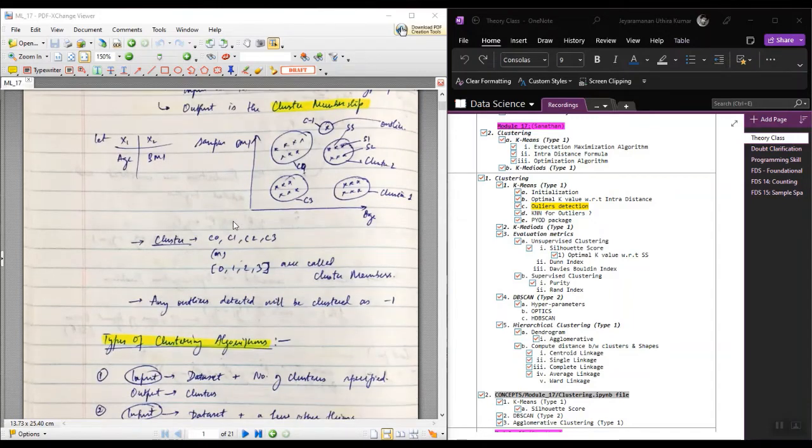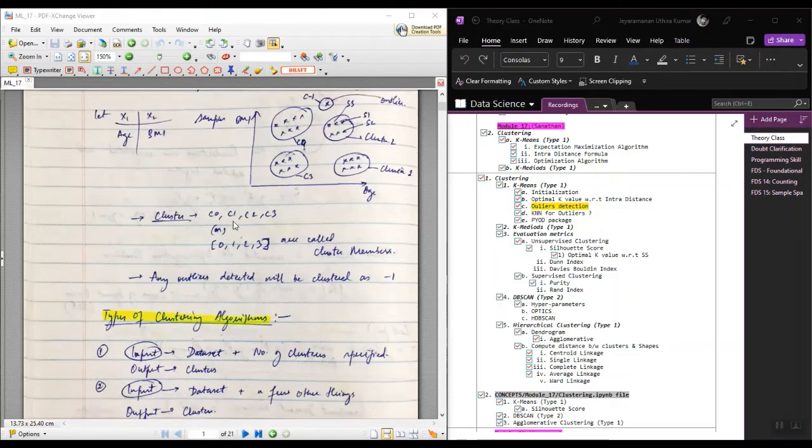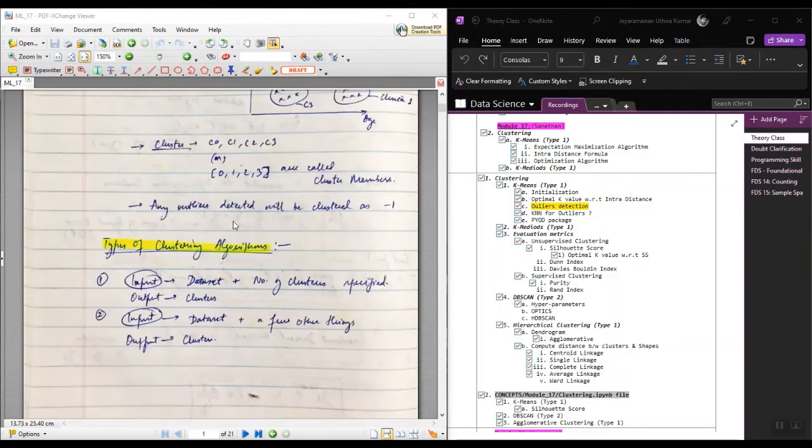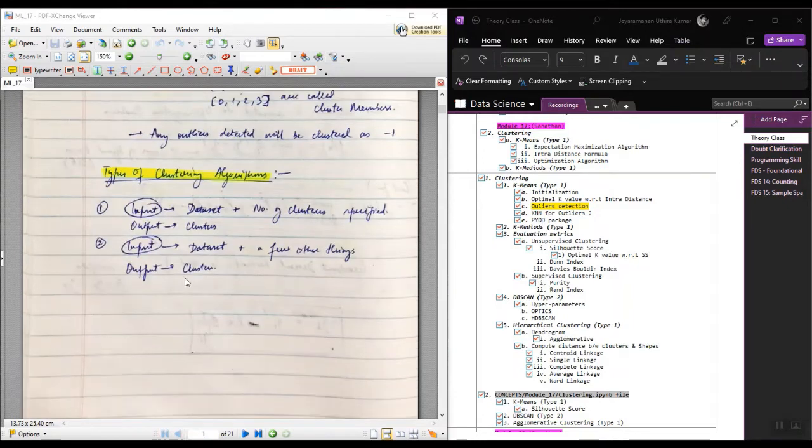There are just two types of clustering algorithms. Basically, it's not types, but they can be classified into two types. The first type takes the data set as input and also asks the user to put in the number of clusters to be classified, and then it gives us the clustered data set. The second type just takes the data set and doesn't ask for a number of clusters, but we have to give some hyperparameters to cluster it.